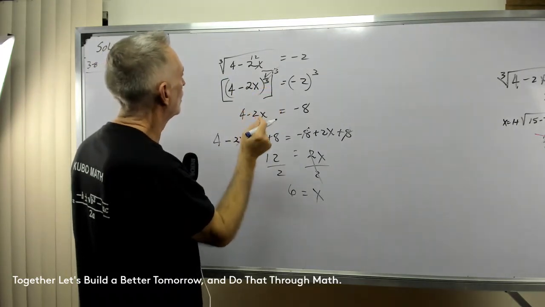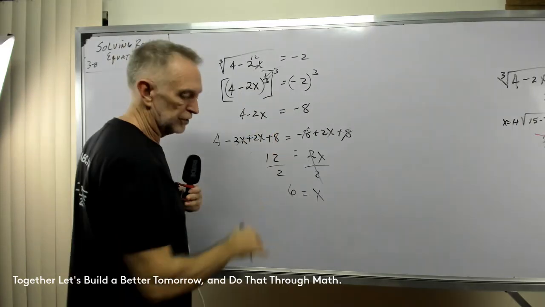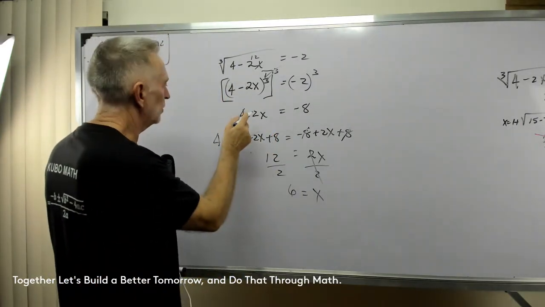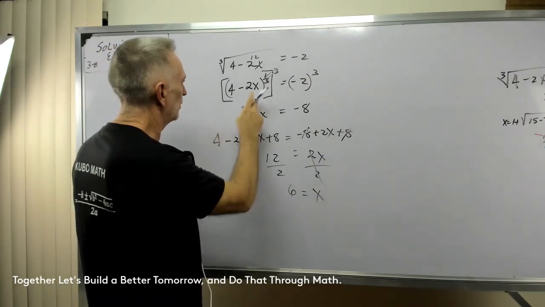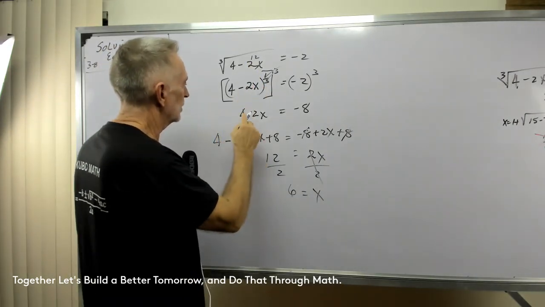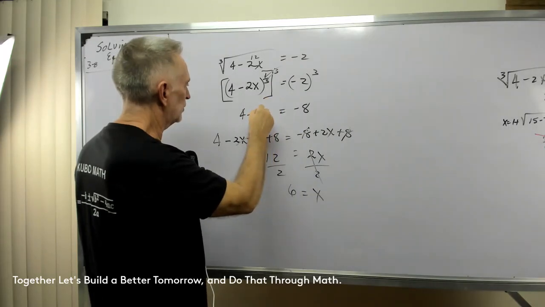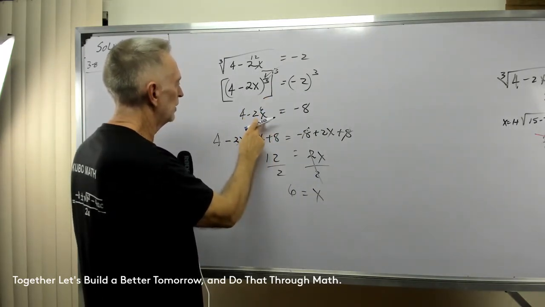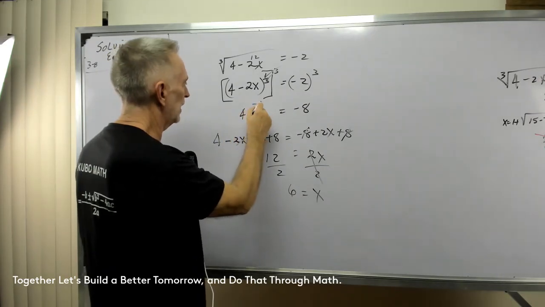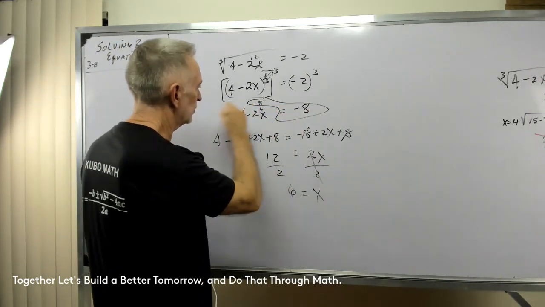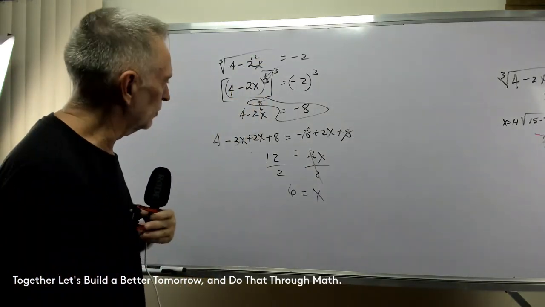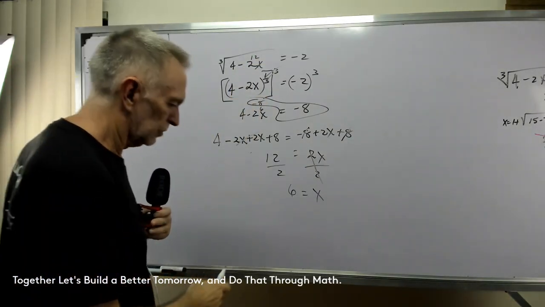Uh-oh. 2 times 6 is 12. I think it's going to be a little easier if I work this right here. So if I put my 6 in here, 2 times 6 is 12. 4 minus 12 is a negative 8. So we can see that works out. It might be a little bit confusing with that under the radical there. Okay, so that one worked out.